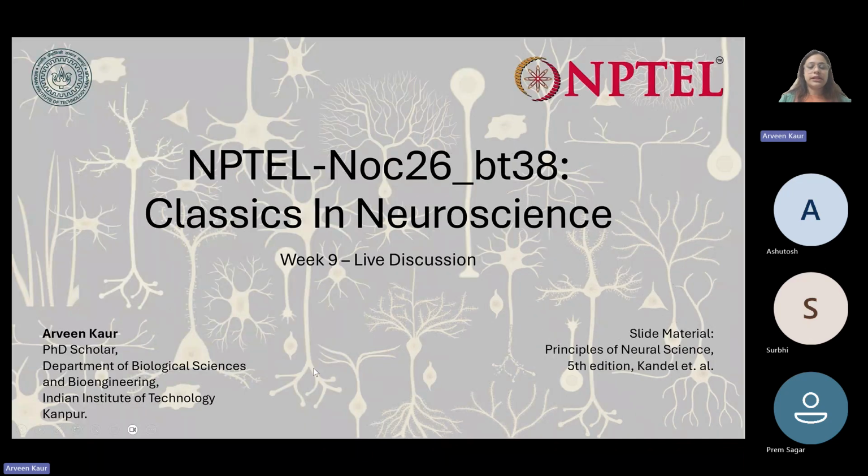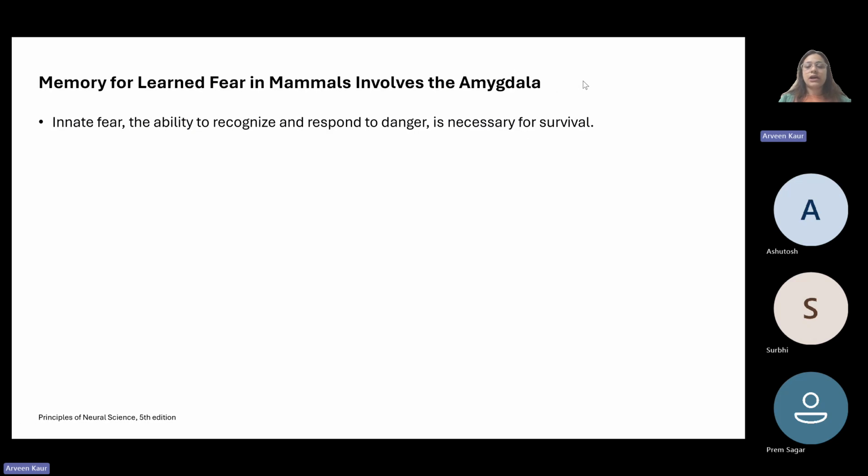So from this session onwards, we can begin our discussion and talk about how we are actually learning fear, and how the amygdala and hippocampus are responsible for this learned memory. Further, we'll also discuss how working memory happens, where it gets stored, and if it gets stored. That is what we are going to understand. The first statement here is: memory for learned fear in mammals involves the amygdala. We have already studied, while looking at the different brain regions, that the amygdala is responsible for emotion and fear. So when we are learning to fear something, it is probably getting recognized by or stored through the amygdala.